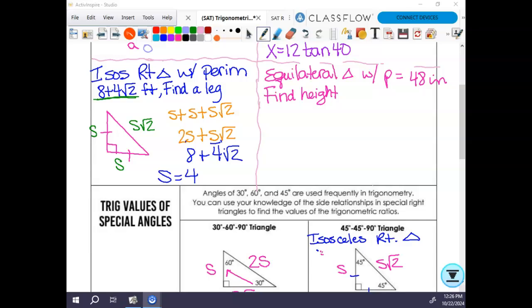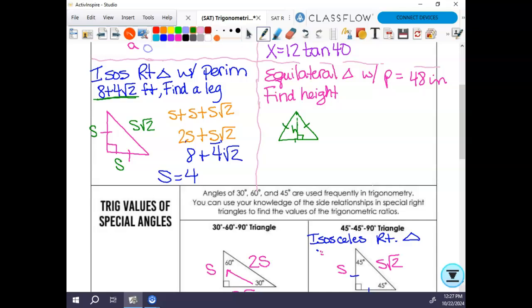So when I draw my triangle, I need to attempt to draw it not like a right triangle so I don't confuse myself. An equilateral triangle basically looks like this. And I'm looking for the height. So the height goes in right here. And all three sides are congruent.